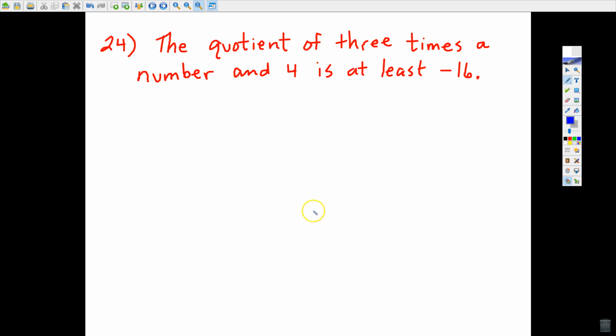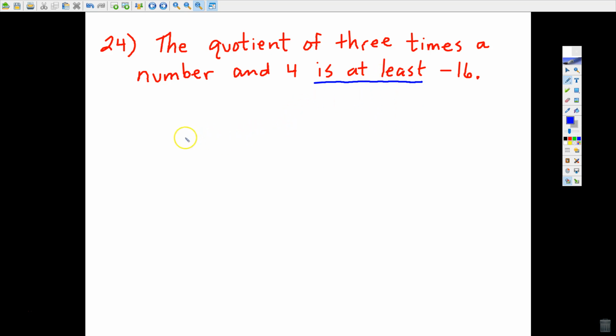Number 24 is one of these where we are given a sentence and we're going to convert this over into an inequality statement. The quotient of, that means division, 3 times a number, of course that's multiplication, 3 times a number and 4, is at least negative 16. Well, we ran into this phrase in the previous problem. At least references greater than or equal to.